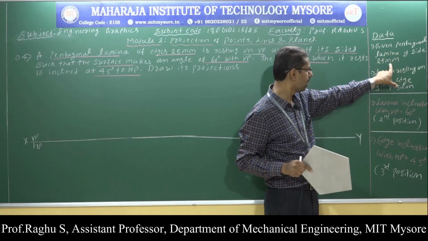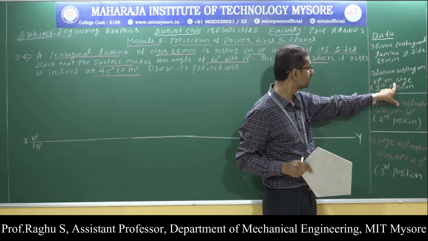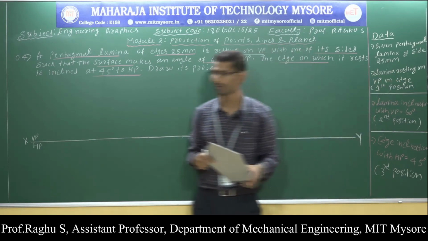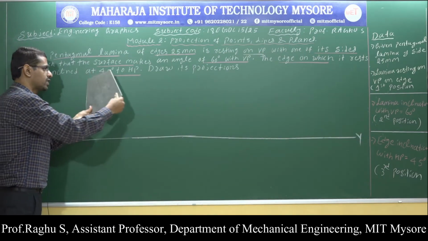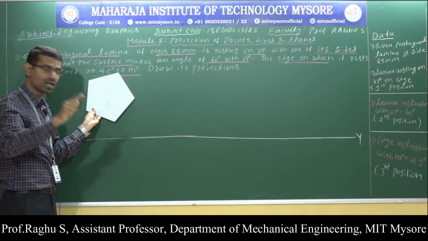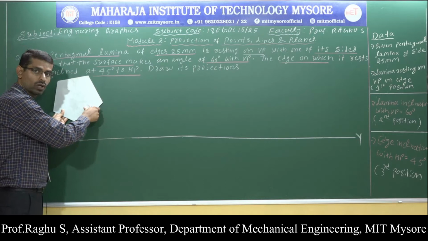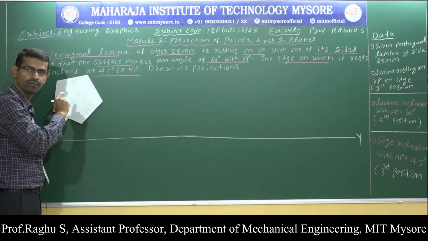The lamina is a pentagon of side 25 mm and it is resting on VP with one of its sides. To draw the first position, you should place the lamina completely on VP. Why should I place the lamina completely on VP? Because the lamina is resting on VP.